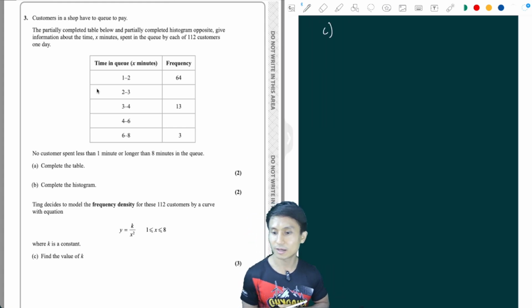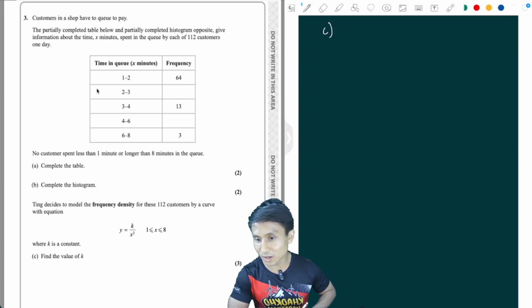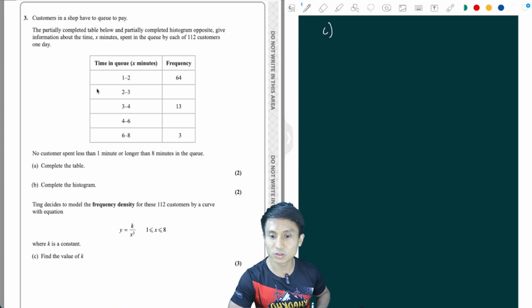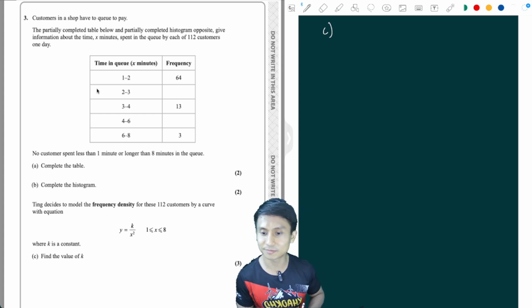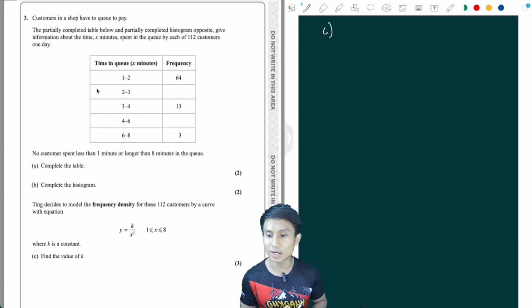Question C. Ting decides to model the frequency density for these 112 customers by a curve with the equation. Okay, so this one is giving you the equation where k is a constant. Find the value of k.